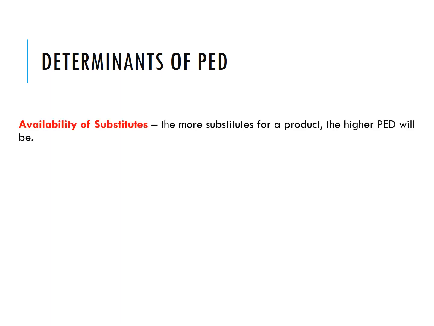So let's have a look at what would determine the level of price elasticity of demand, whether it's price elastic or price inelastic. Well, the availability of substitutes. The more substitutes for a product there are, the more it's likely to be price elastic, i.e. the price has a big impact on how much people demand. If the price goes up and there's lots of alternatives, you might expect demand to fall by a lot, therefore it's more likely to be price elastic.